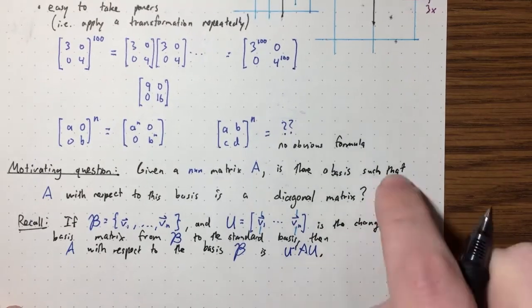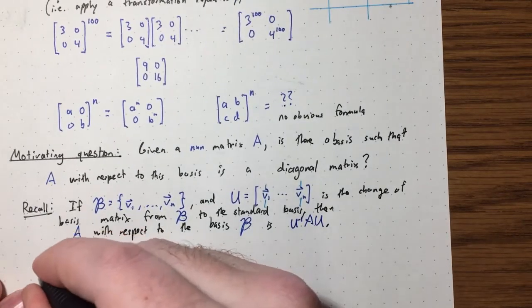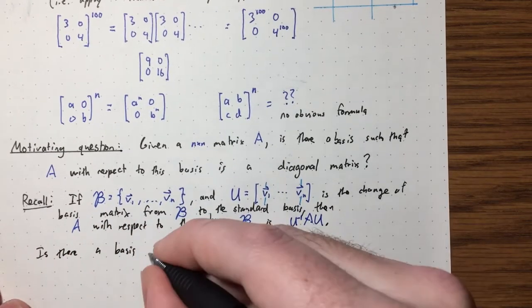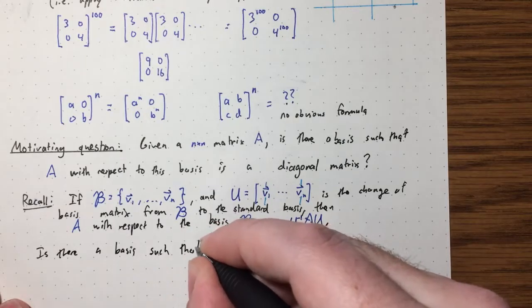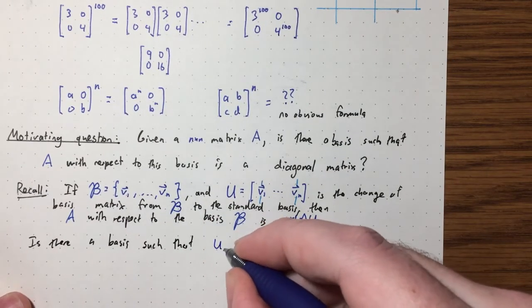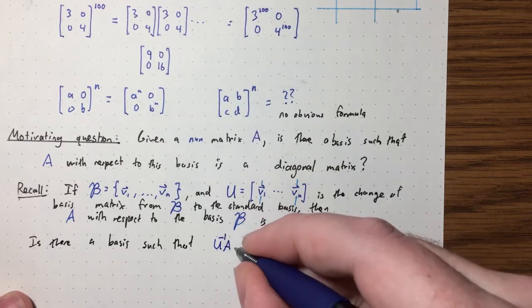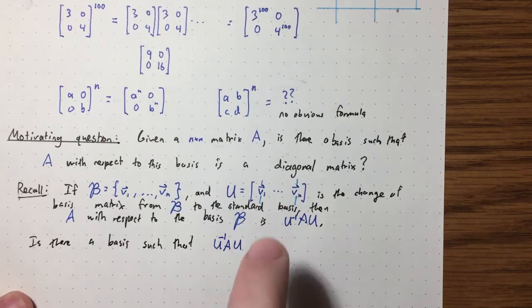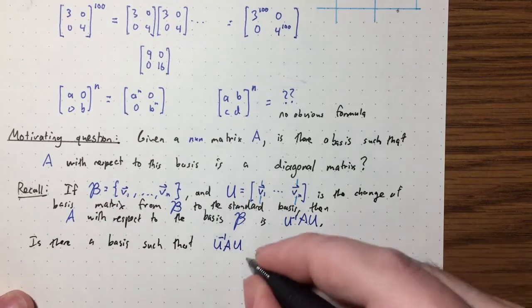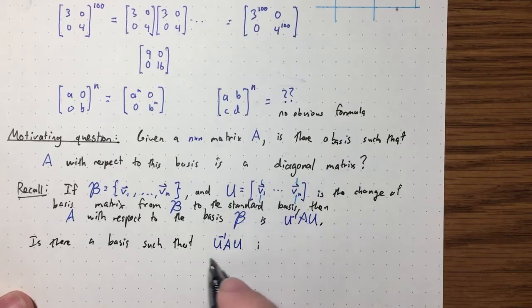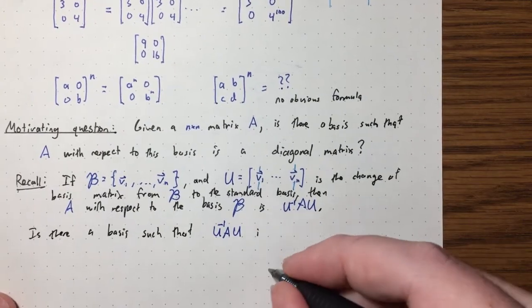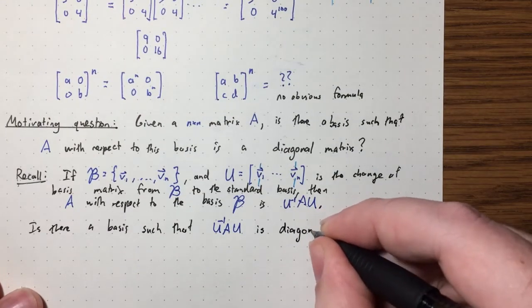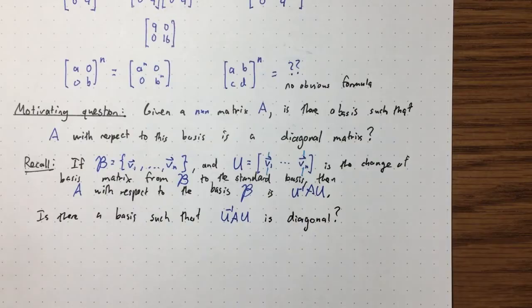And again, what is our motivating question? Is there some basis we can choose, such that this U inverse A U, the linear transformation with respect to the basis script B, ends up being a diagonal matrix? That would be really nice. I'll show you why that would be really nice. So is there a basis such that this is diagonal?